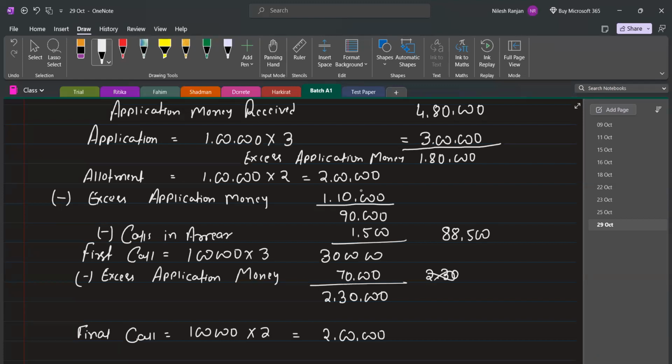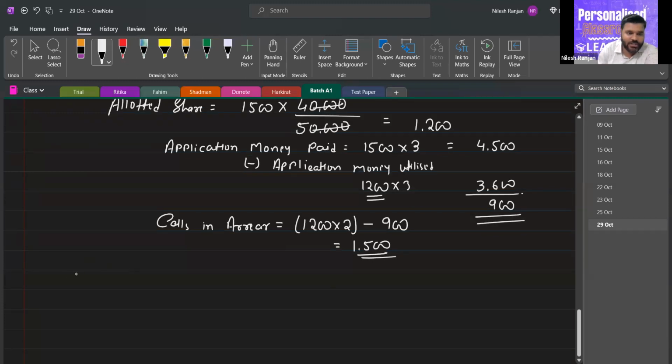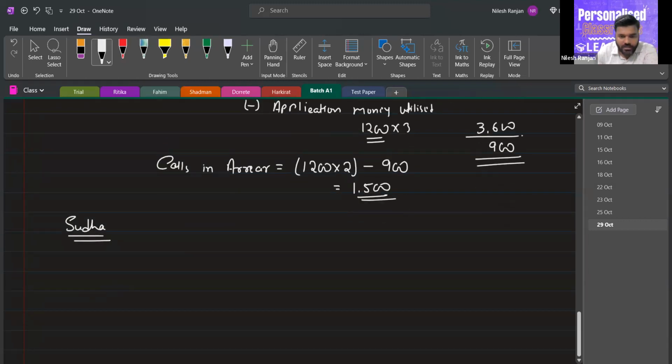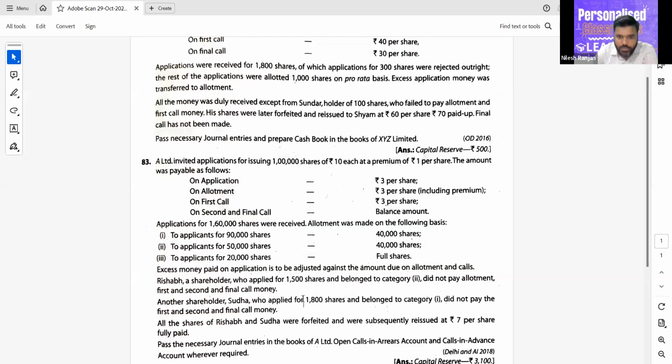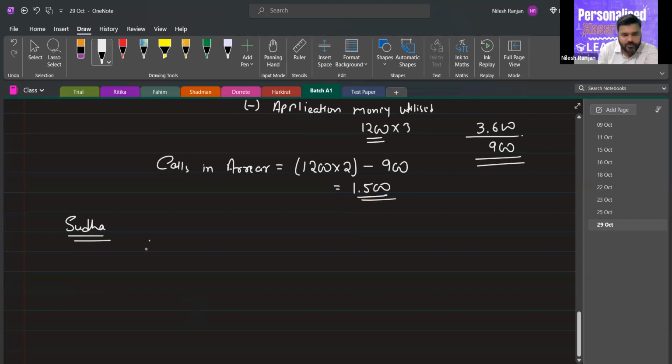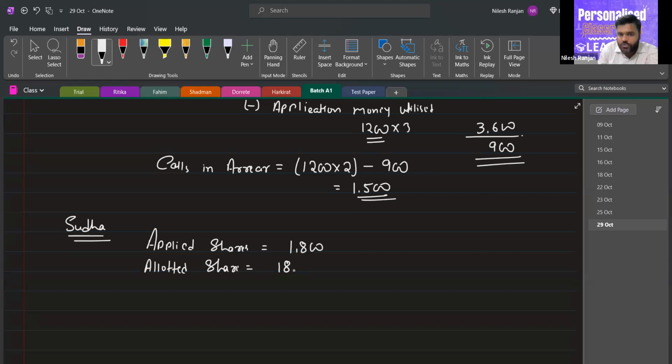Yes, sir. Okay. Now the second shareholder, Sudha. Now in the question, Sudha's application is given, same, but she belongs to category 1. Her applied share was 1800. Now we will calculate allotted share also. So 1800 into 40,000 divided by 90,000. So 800 shares.